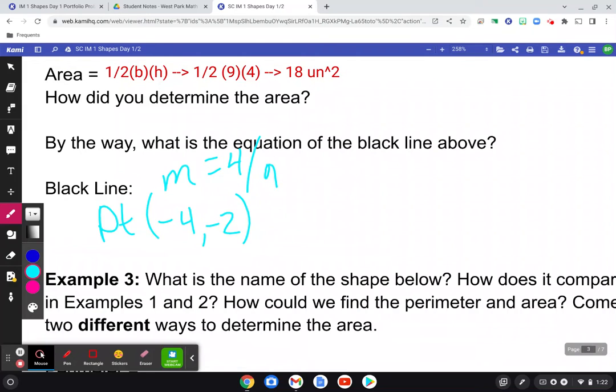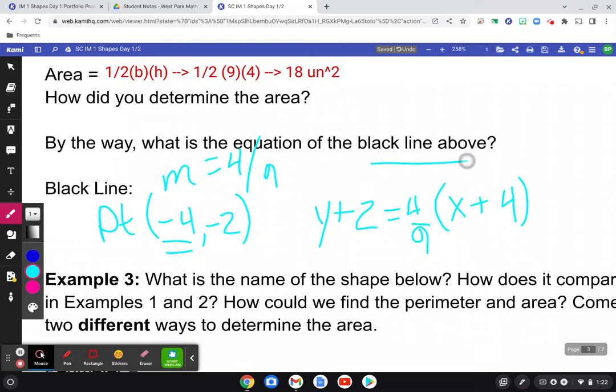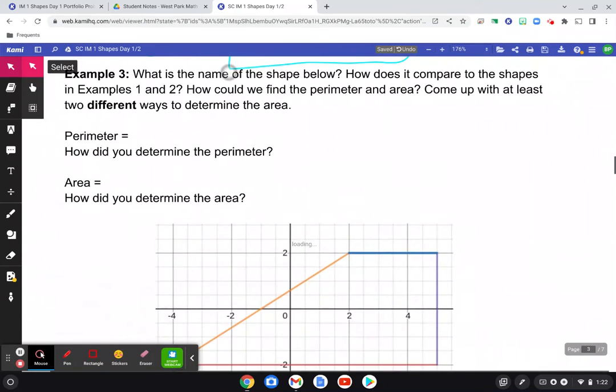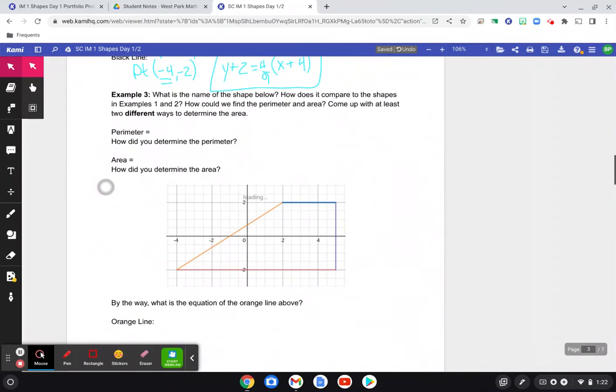And if we put that into point slope form, it's going to be y minus the y coordinate. So it's y minus a -2, which turns it into y plus 2, is equal to m, which is 4/9, times x minus x1. And our x1 here is -4, so it's x minus a -4, which turns that into plus 4. Okay, so that's going to be a possible equation for our black line. Okay, now example 3.